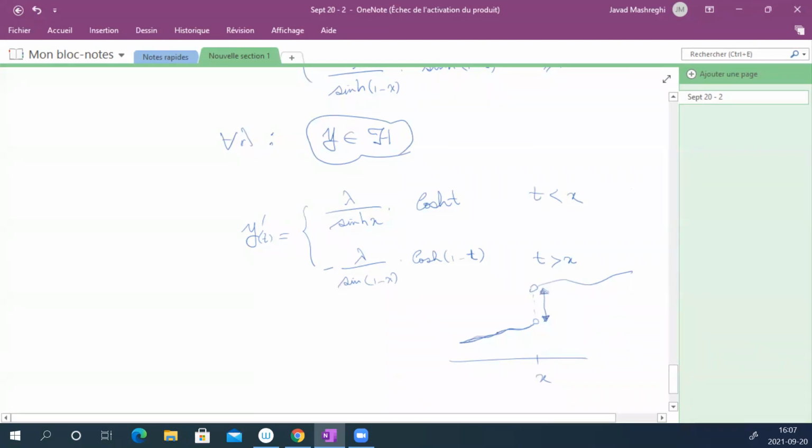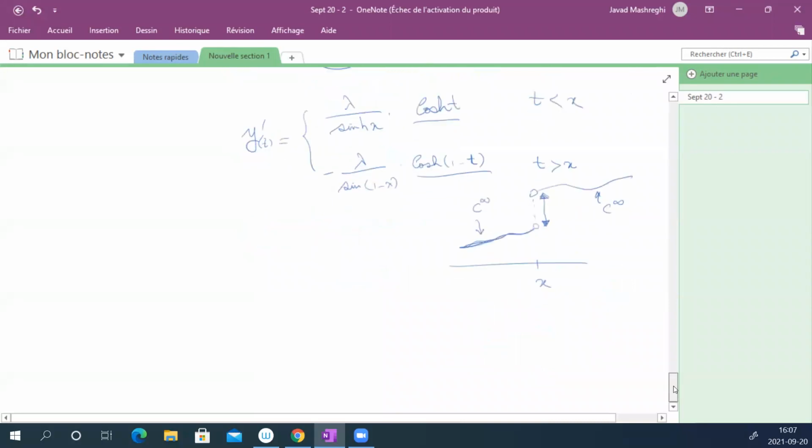So here we want the function, the derivative, to be in L2, but it's way more than that. The function we have here is C infinity. This one is also C infinity because it's cosine hyperbolic. But at the point x, there is a jump. And now we want to calculate the second derivative.